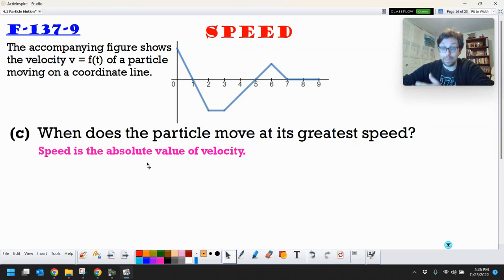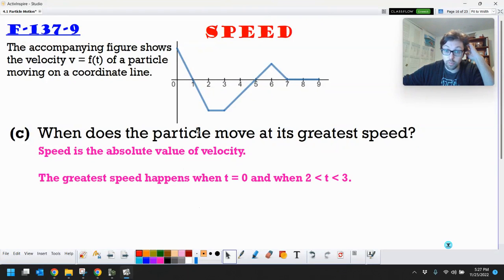Speed is, again, the absolute value of velocity. So when does this thing have its biggest value? I didn't label the y-axis on this, but this value is the same as this one. In the Finney book, they actually do it properly. So our greatest speed happens up here, and down here. I think they're both like -2 or something. So those are the biggest values that we get out of velocity. One of them is negative, one of them is positive, but speed doesn't care about sign.